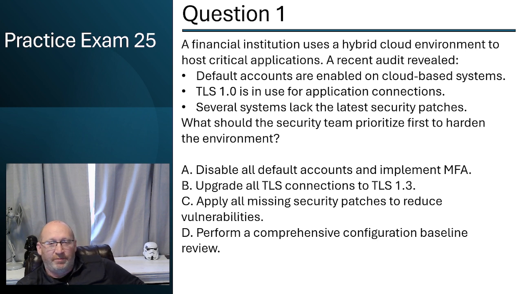A, disable all default accounts and implement MFA, multi-factor authentication. Great answer. It directly relates back to the default accounts thing. B, upgrade TLS connections to version 1.3. Another great answer, because we are using 1.0, and 1.3 is by far the most up-to-date version as of the making of this video. C, apply all missing security patches to reduce vulnerabilities, which takes into account bullet point number 3. And then D, perform a comprehensive configuration baseline review, the one thing that is not on our list.